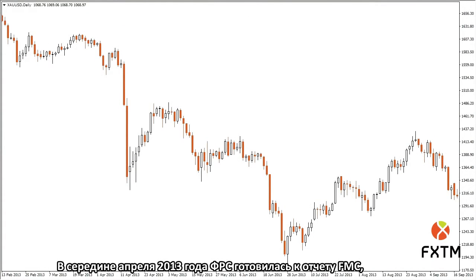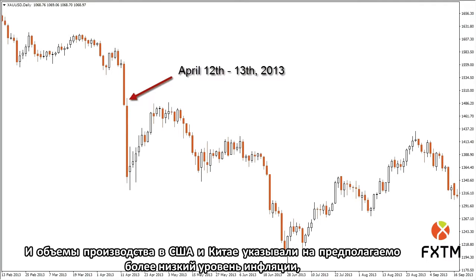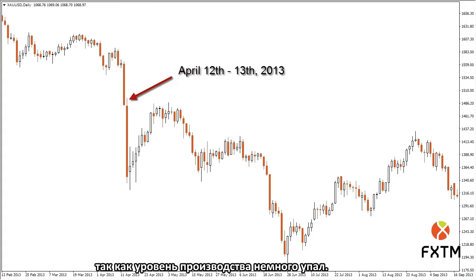In about the middle of April, about April 12th, 2013, the Fed was preparing for an FOMC announcement that was coming up, and production numbers in the US and China were both pointing towards lower inflation because production levels were contracting a little bit. Now, as you can see, during that period of time, gold really tanked, so it dropped very, very quickly.